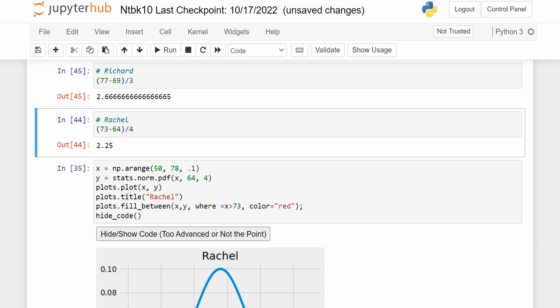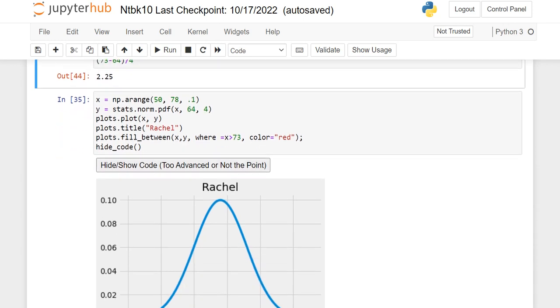So we would say that relative to their biological sex, relative to males, Richard is 2.67 standard deviations above average, and relative to females, Rachel is only 2.25 standard deviations above average. So Richard is more of an outlier. He's just further away from the mean. We would say he's taller relative to his population than his sister is relative to hers.